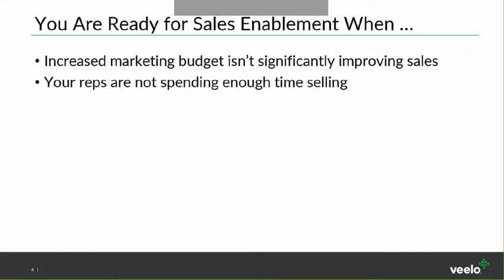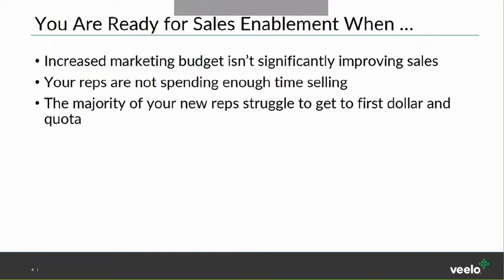Second one is an obvious one. Your reps aren't spending enough time selling, they're doing other things, searching for content, taking too much training, data entry, whatever it may be. Your goal should be, how can I get my reps selling as often as possible?